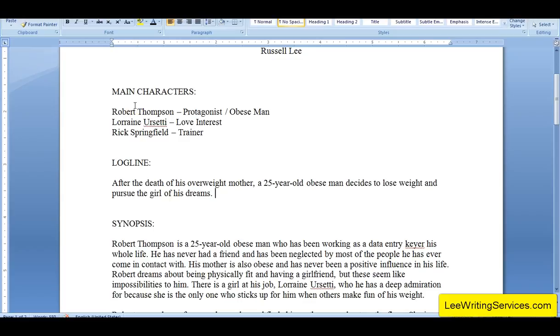Pretty straightforward. I like to write the log lines first. That way I just know where I'm going. I have an idea of what I want this script to be about. No synopsis, no screenplay written yet, just the log line. That's what I want written first. And then you can write the characters after. You can write the characters first if you want, or not at all. It doesn't really matter. The log line is the first thing you write, basically. The very first thing I would recommend.